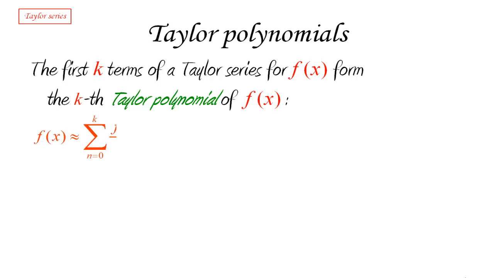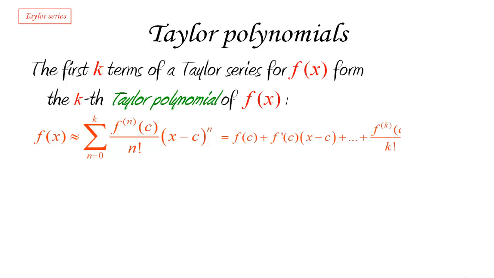So this will look like the sum from 0 to k of the nth derivative of f evaluated at c divided by n factorial, etc. Okay? And so this will look like this. We'll have f of c plus f prime of c times x minus c plus f double prime of c divided by 2 times x minus c squared, etc., up to the kth derivative evaluated at c divided by k factorial times x minus c to the power k.